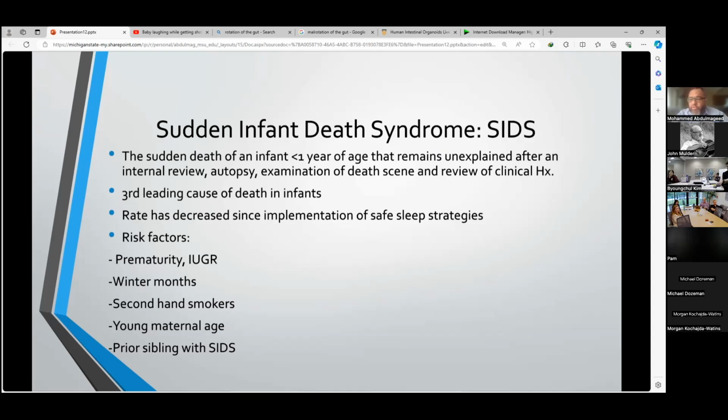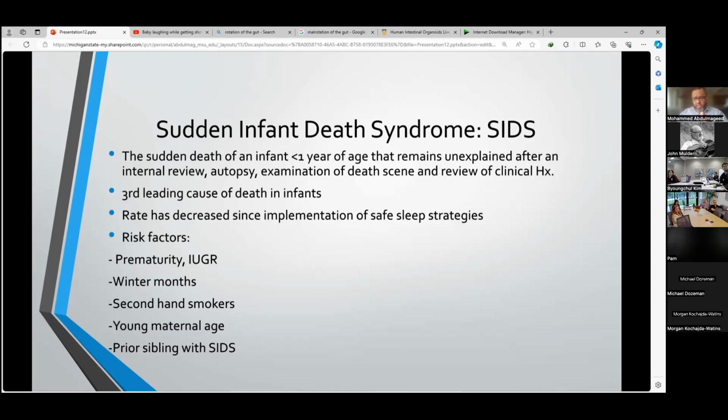Make sure that 100% this is not a case of child abuse, this is not a case of unintentional injury, this is not a case of a disease or a condition that was not diagnosed prenatally and just the baby died. It's the third leading cause of sudden death in infants. The rate has decreased since implementation of safe sleep strategies.